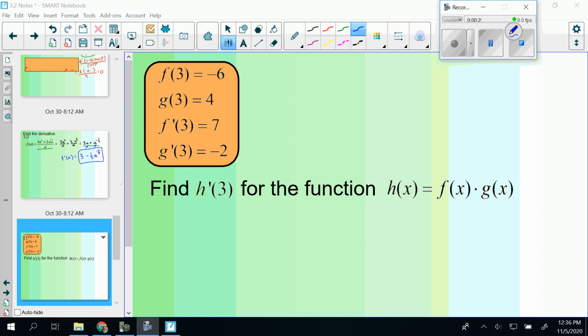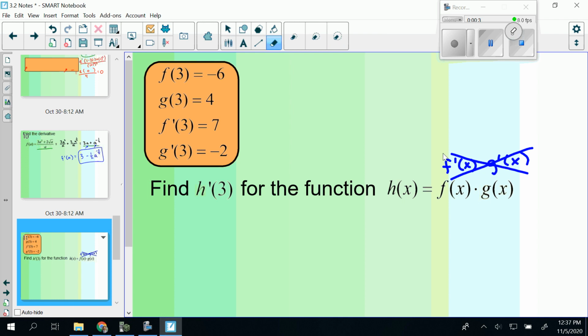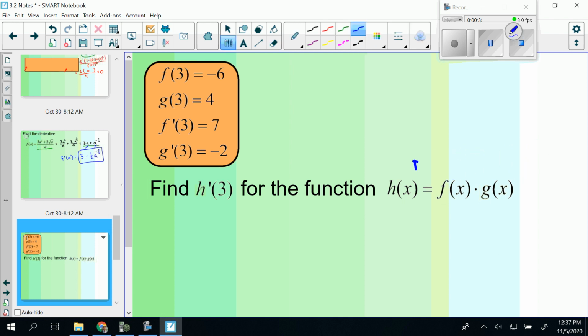What you have to resist is just saying, oh yeah, derivative of this, and let's find derivative of this. No, that's not going to be what derivative of h is. Anytime you got two functions multiplied like this, we need to use product rule to do this. So what is this derivative going to be for h with product rule? First one times derivative of the second one plus second one times derivative of the first one.